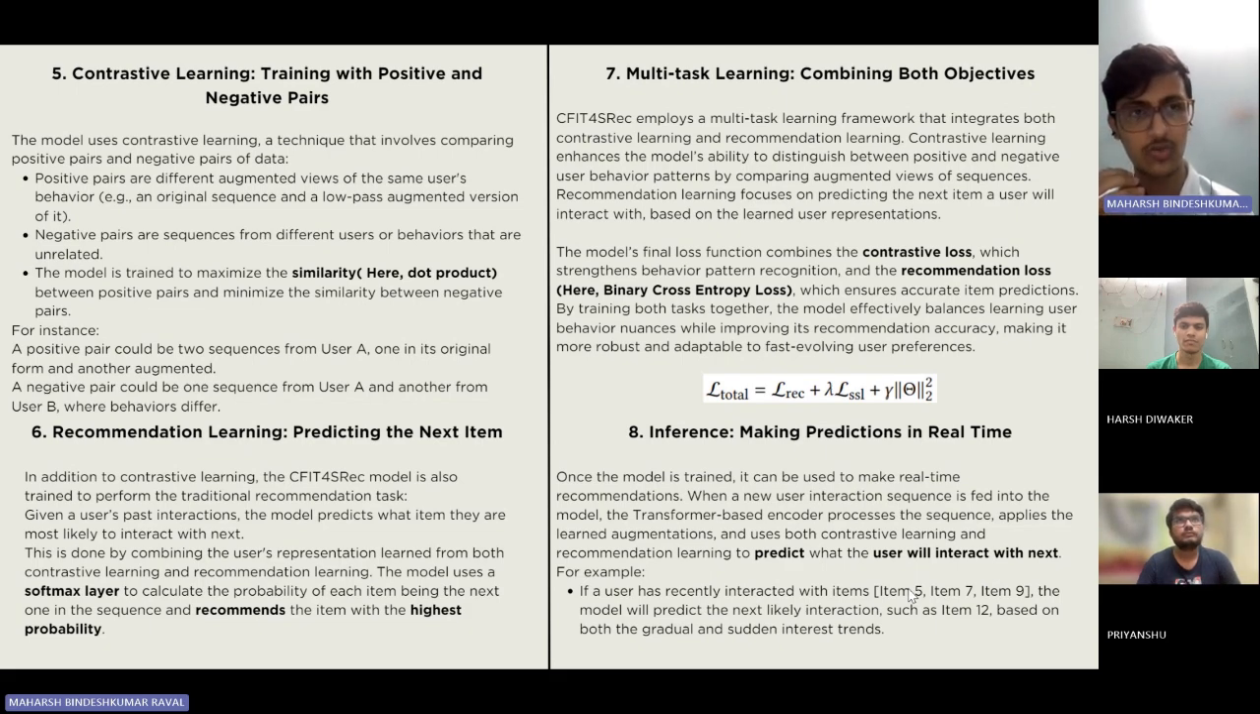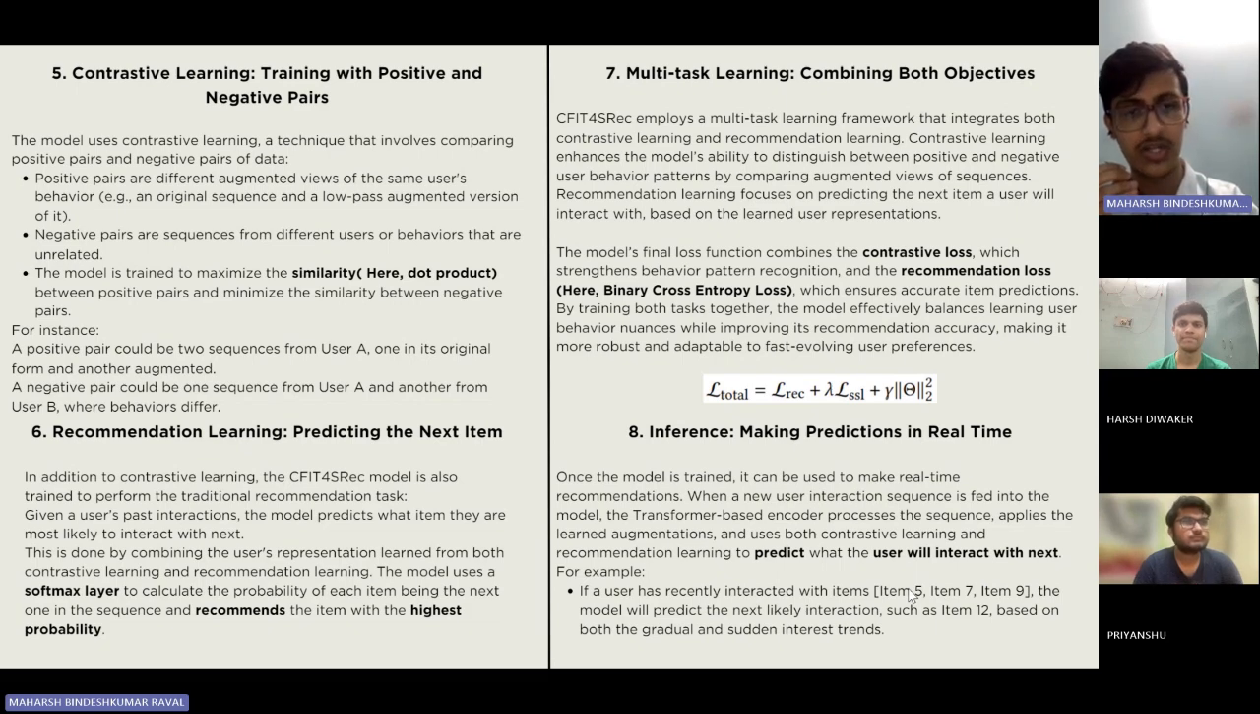So the model is trained to maximize the similarity score of the positive pairs, ensuring consistent learning of a user's preferences, and along with that, to minimize the similarity score between the negative pairs, distinguishing one user's behavior from the others. For example, let us suppose user A prefers action movies and user B prefers romantic comedies. The model learns to separate these preferences even if they occasionally overlap due to noise. So this helps strengthen the model's ability to capture nuanced behavior patterns, making it robust to noisy and sparse data.